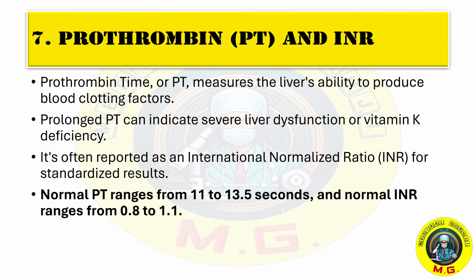The sixth parameter is prothrombin time, that is PT. It measures the liver's ability to produce blood clotting factors. Prolonged PT can indicate severe liver dysfunction or vitamin K deficiency. It is often reported as an international normalized ratio, INR, for standardized results. Normal PT ranges from 11 to 13.5 seconds and normal INR ranges from 0.8 to 1.1.